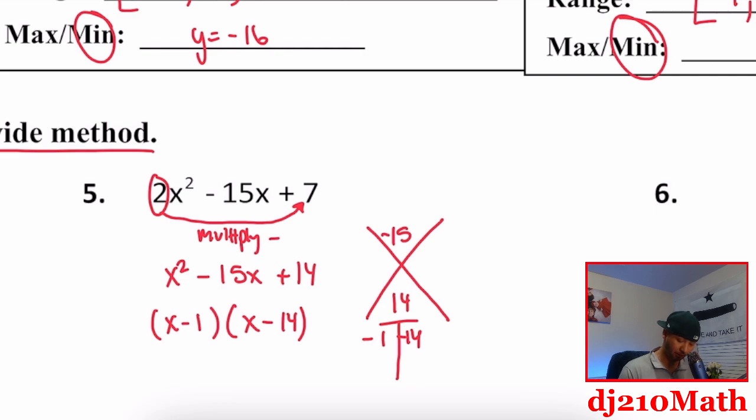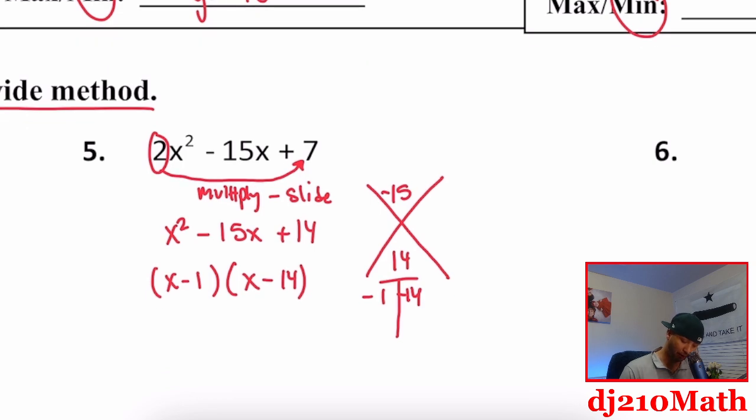All right, now the most forgotten about step, it's the divide part. Because this was the slide part, and now the divide part has to happen. You have to divide this number by whatever number you slid. And then you reduce when possible. So this is going to be x minus 7.